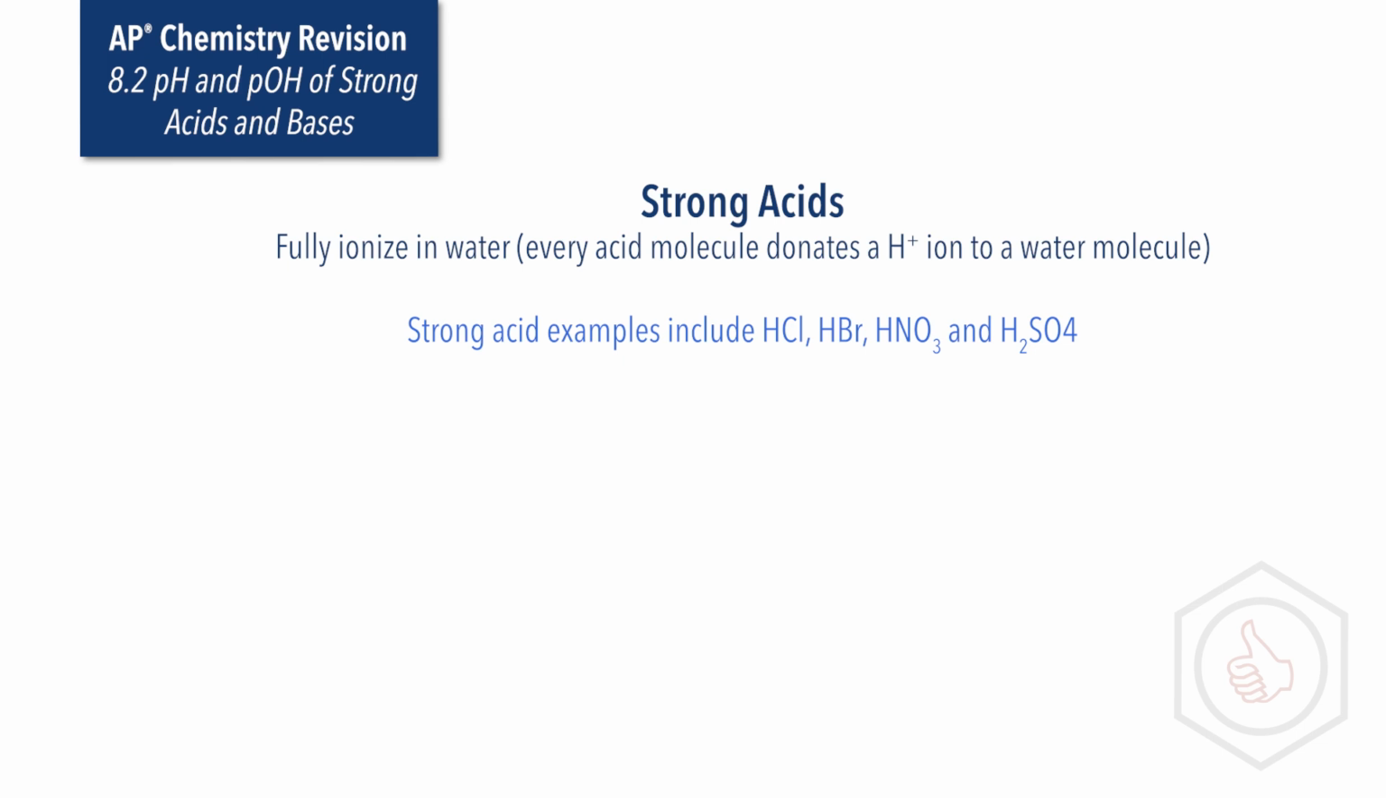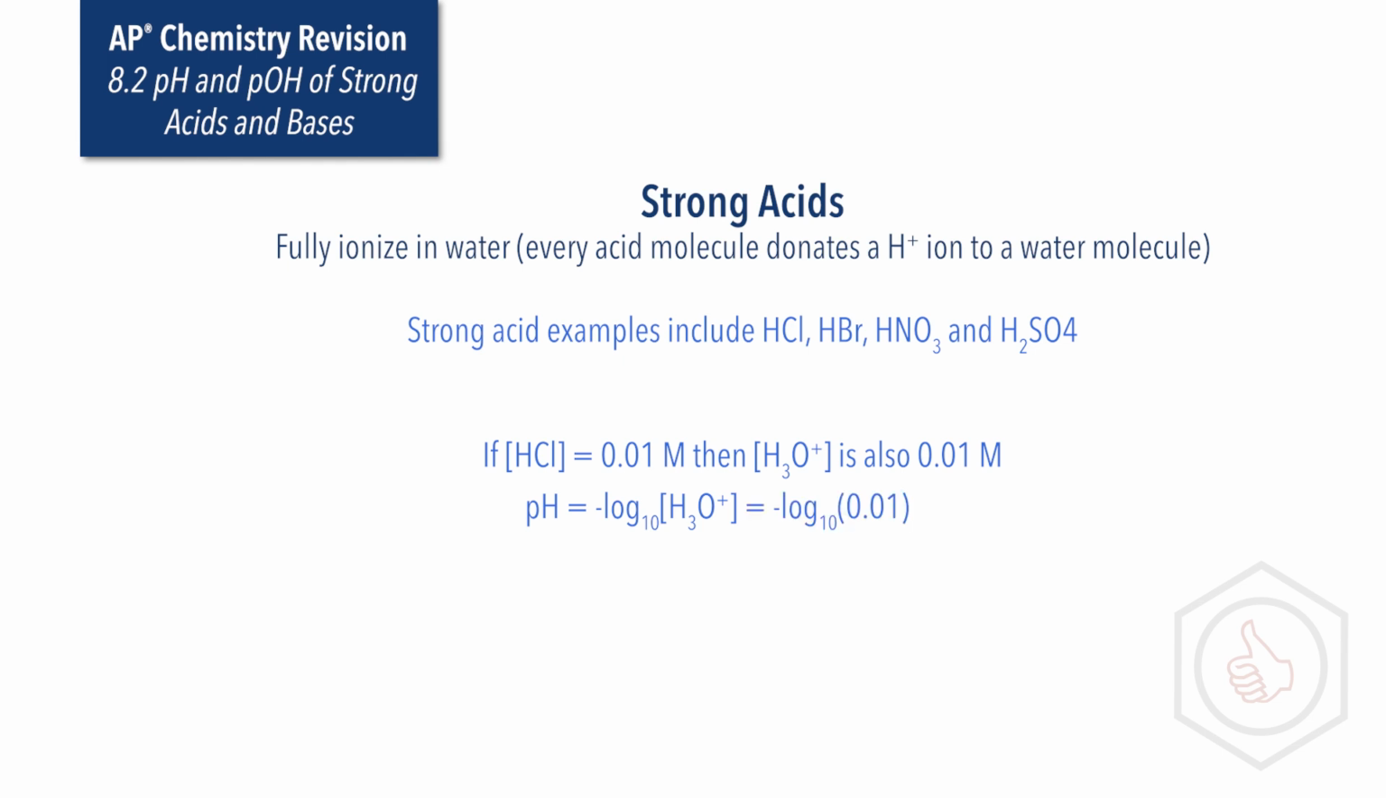For example, if a HCl solution has a concentration of 0.01 molar, the resulting concentration of H3O+ ions would also be 0.01 molar. The pH would then be pH equals minus log to the base 10 of the concentration of H3O+ ions, which would be minus log to the base 10 of 0.01, giving a pH of 2. This works because 1 mole of HCl reacts with 1 mole of H2O to form 1 mole of H3O+, and 1 mole of Cl- ions left behind.